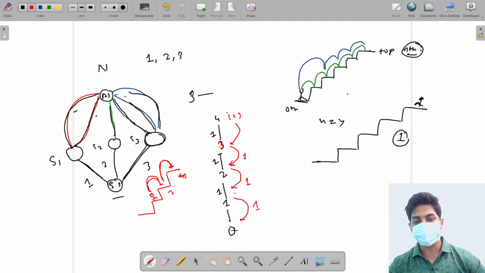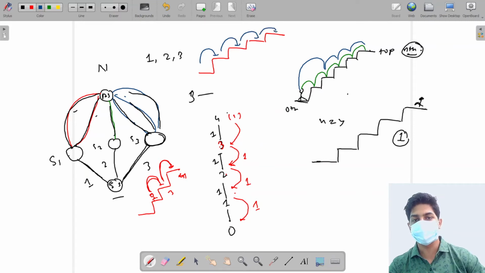So there is one way from the 0th step to the fourth step if you take jumps of 1 unit. And what is that way? Take jumps of 1 unit. If you are standing over here, take a jump of 1 unit, again 1 unit, then again 1 unit, then again 1 unit, and you will reach the top. So this is how it happens.